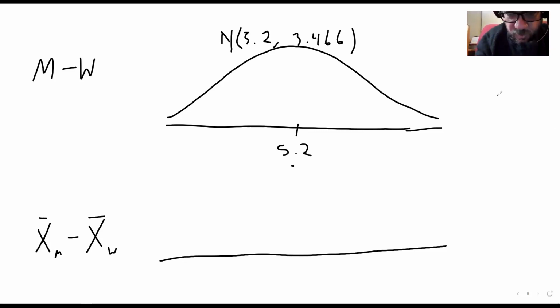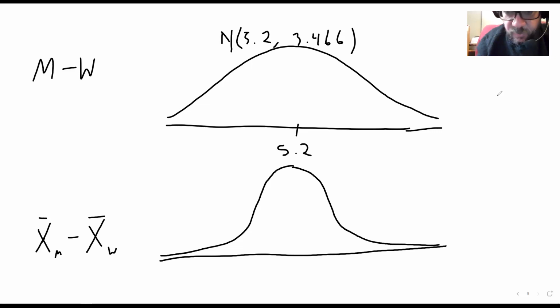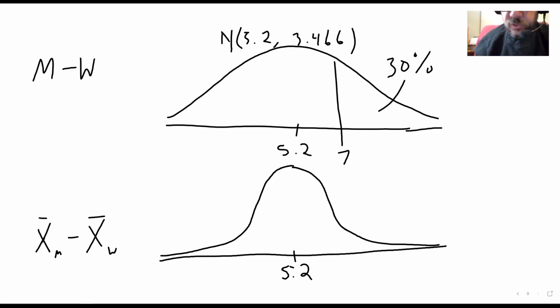Sorry, this is not going to be to scale, but you get something that's much more concentrated around the mean, just as we've seen with standard deviation in the past. And so 7 was over here somewhere, right? So this was like 30%. It's closer than that. So 7 was like here. So this is 30% over here, 30.2%. And 7 is like here. So this is 2.8%.